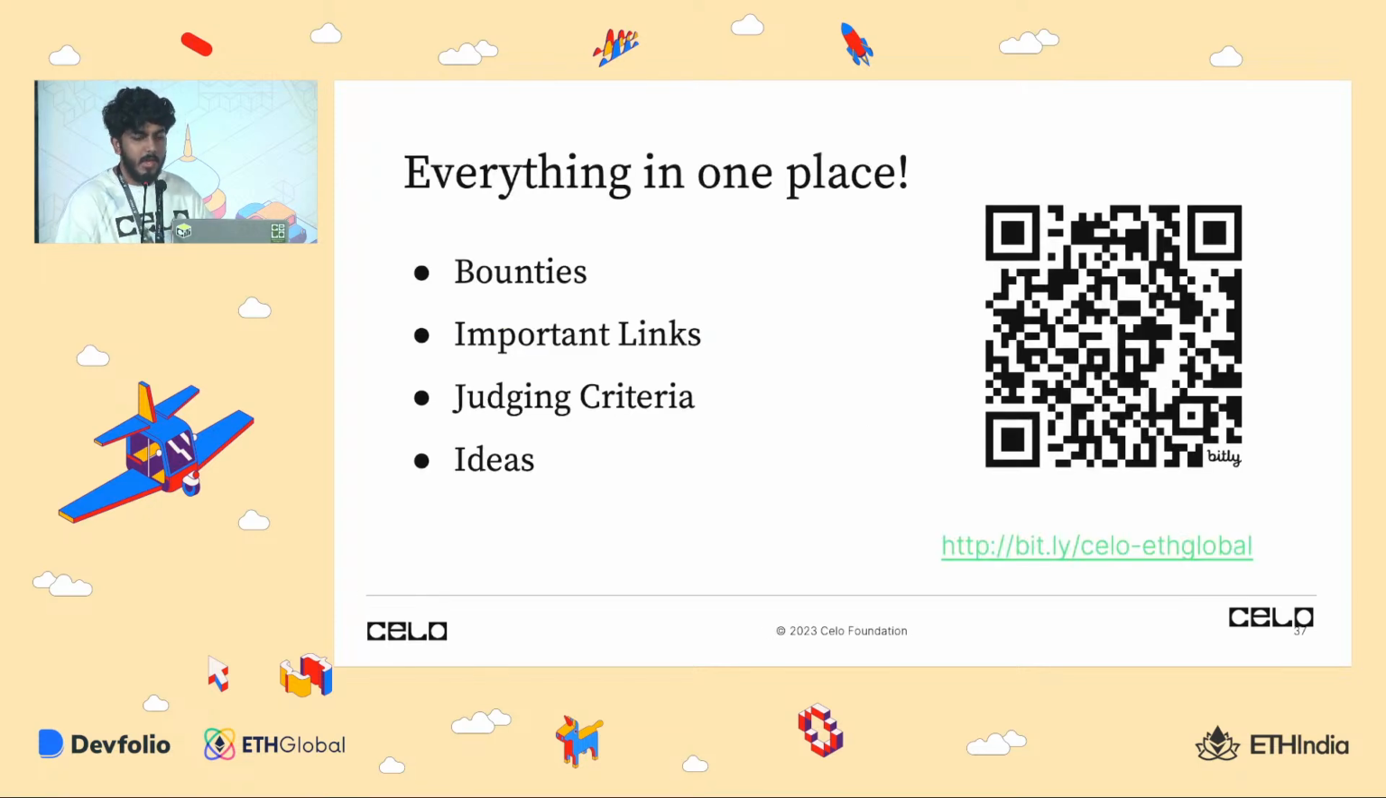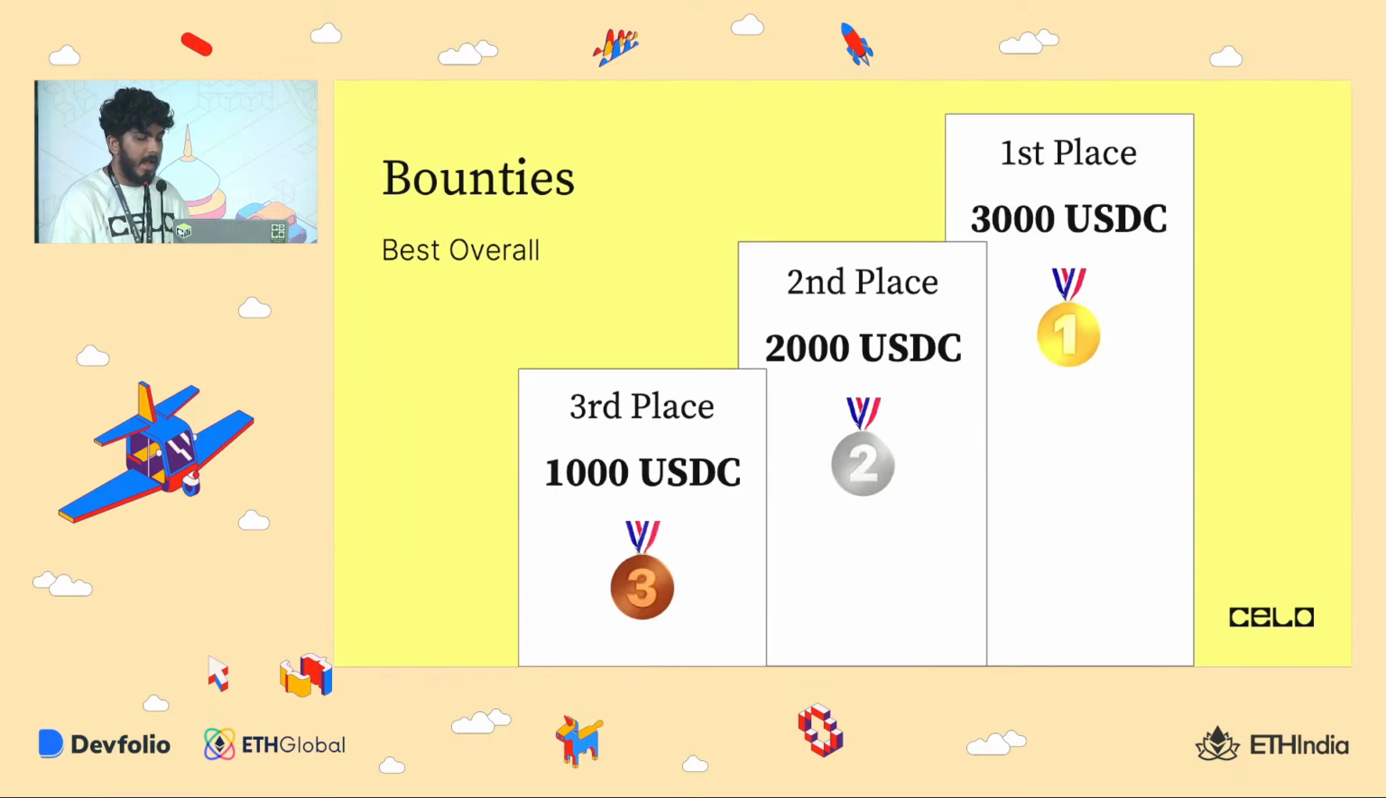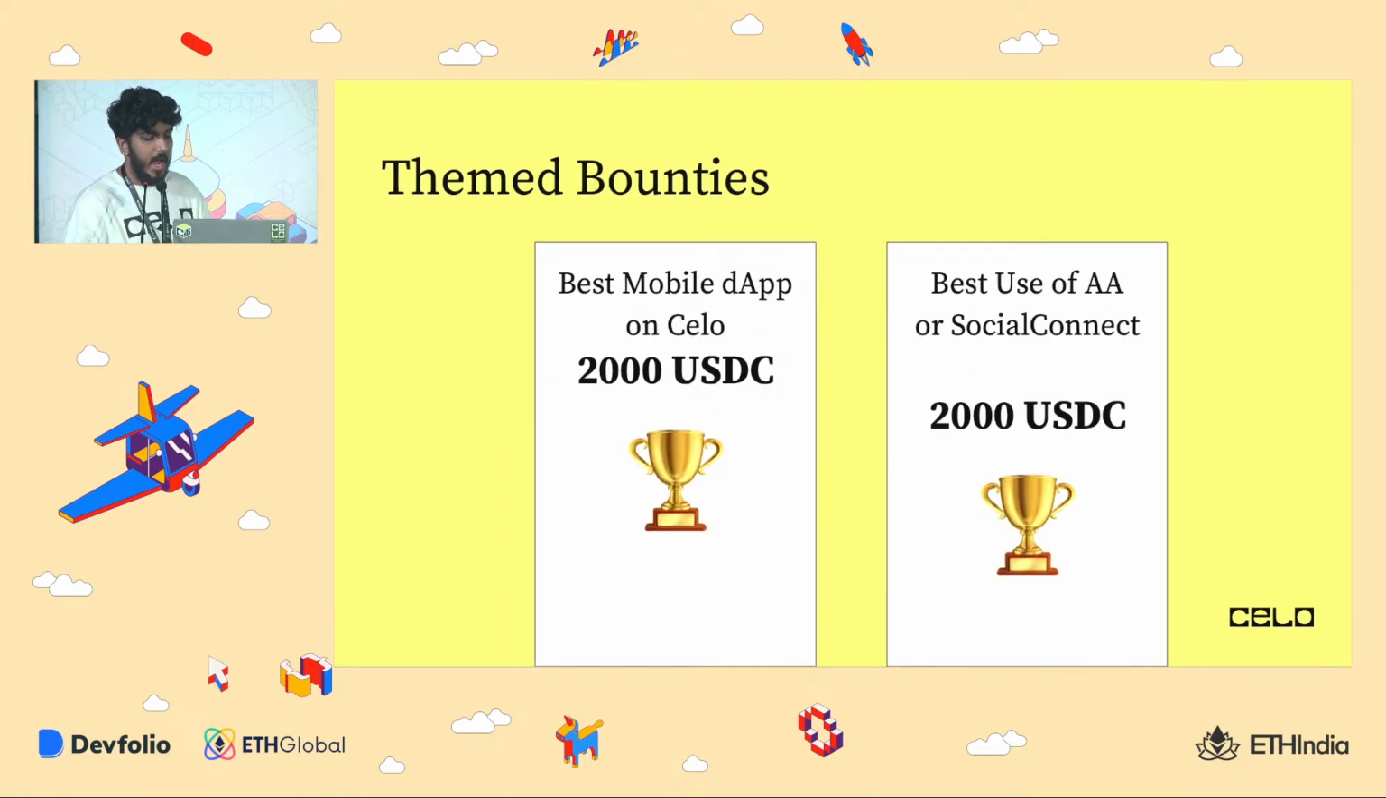Everything in one place. If you missed any of the previous QR codes, you just scan this and you will have all the information you need. Bounties, important links, judging criteria, ideas, everything in one place. And again, bounties: first place $3,000, second place $2,000, third place $1,000, and 2 theme bounties, one for mobile app, which is $2,000, and for account abstraction and social connect, $2,000 again.